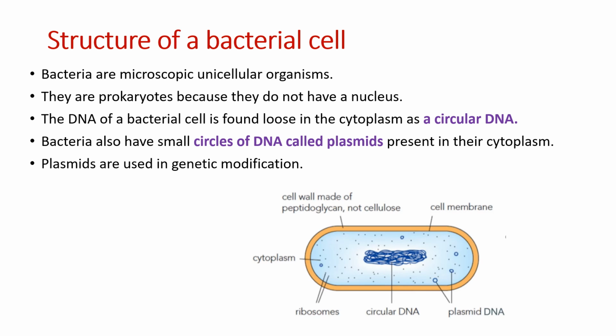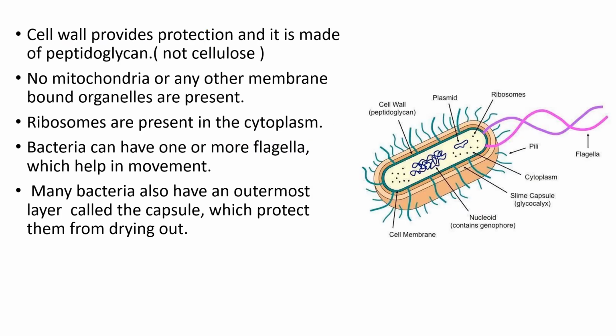Bacteria also have small circles of DNA called plasmids present in their cytoplasm. These plasmids are very special because they are found basically in bacterial cells, and scientists often use them in genetic modification. Bacterial cells also have a cell wall which is made up of a substance called peptidoglycan, and this cell wall also provides protection.